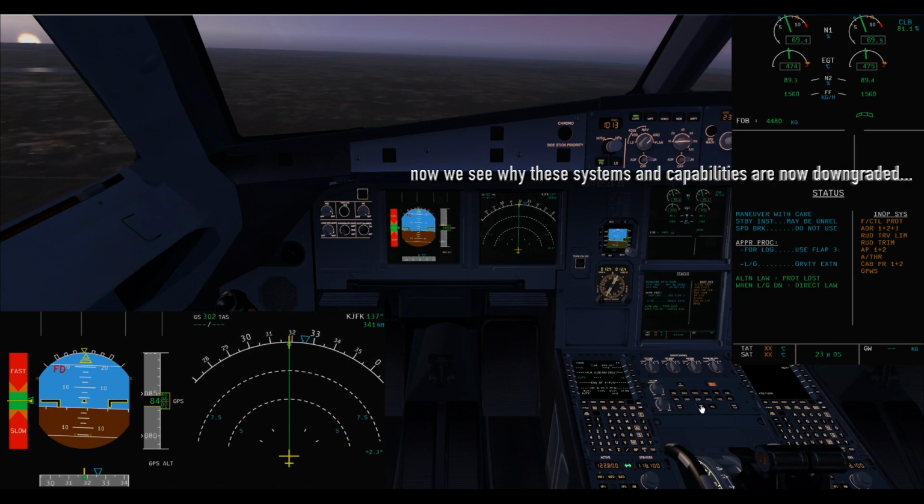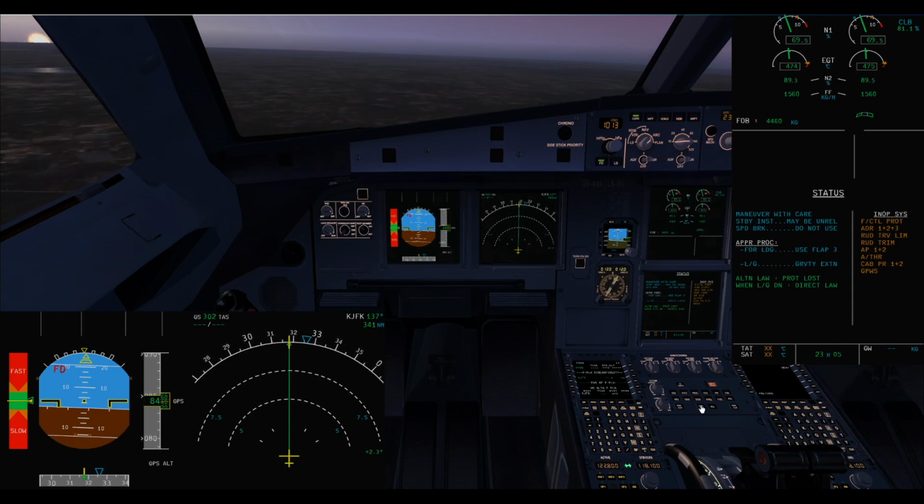The status page gives a summary. Now, we will check these systems and the procedures with the reasons behind them. Check the system pages.